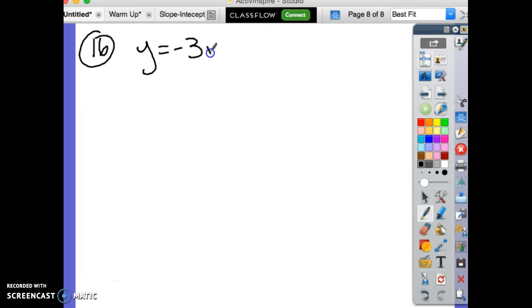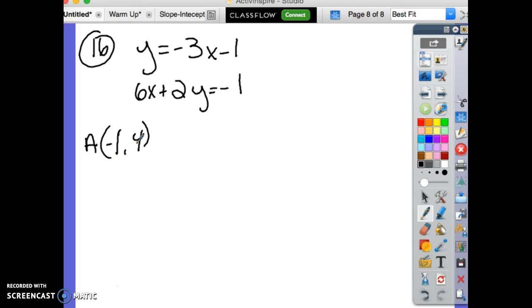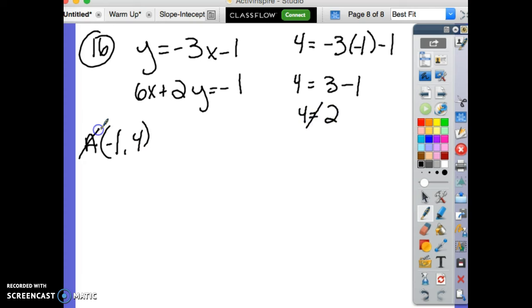So negative 3x minus 1, 6x plus 2y equals negative 1. So A is negative 1, 4. Going to use the top equation. 4 equals, because I put the y where the y is, so that's why I wrote the 4, equals negative 3 times negative 1 minus 1. 4 equals 3 minus 1. 4 does not equal 2, so it is not A.